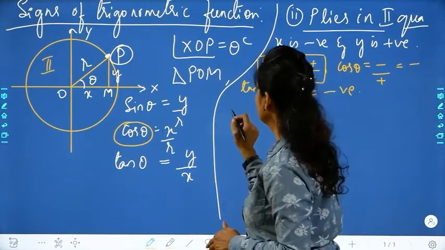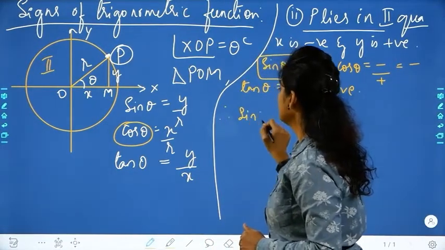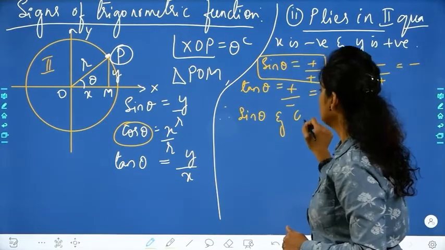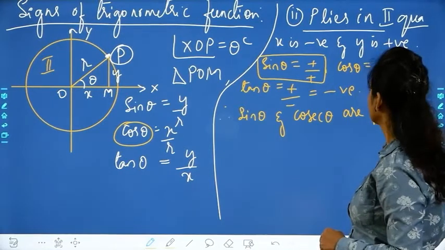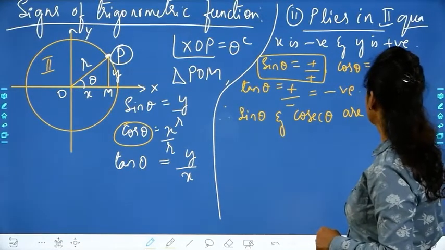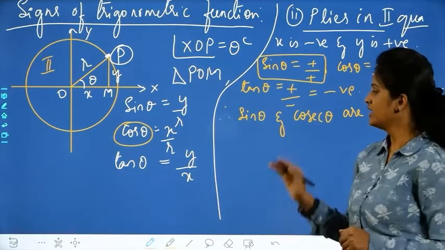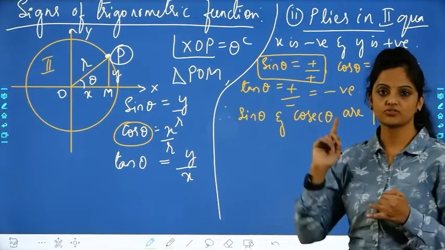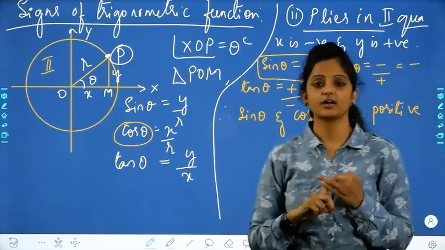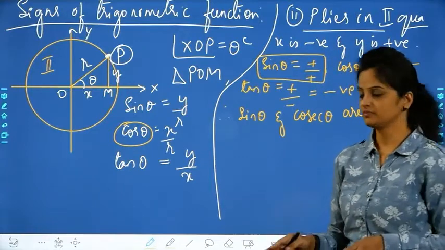Therefore sin theta and cosecant theta are positive and all other ratios are negative. Only these two are positive, sin theta and cosecant theta. So that means the other ratios are negative. Got it?